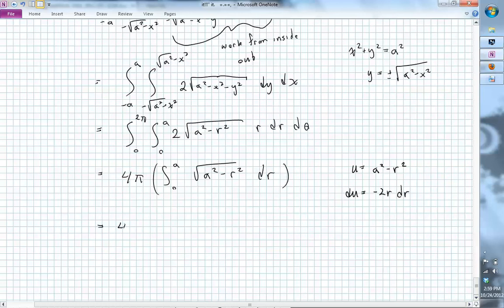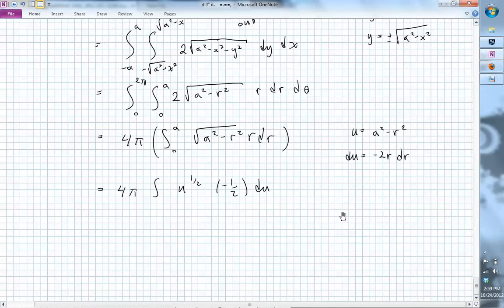Let's make that substitution, 4 pi. I'll leave the limits for now. That's u to the 1/2. Oh, and there's an r in there, sorry. r dr is equal to negative 1/2 du. Right? The new limits of integration, when r is 0, what's u? a squared? And when r is a, u is 0.